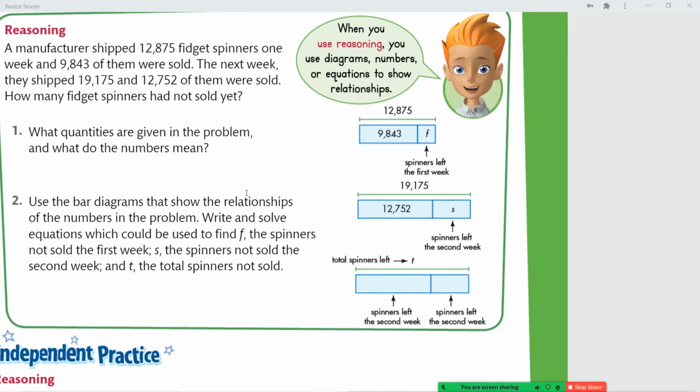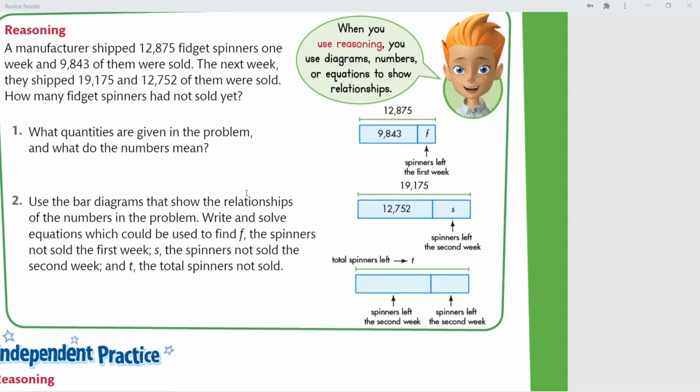12,875 fidget spinners 1 week and 9,843 of them were sold. The next week they shipped 19,175 and 12,752 of them were sold. How many fidget spinners have not sold yet?